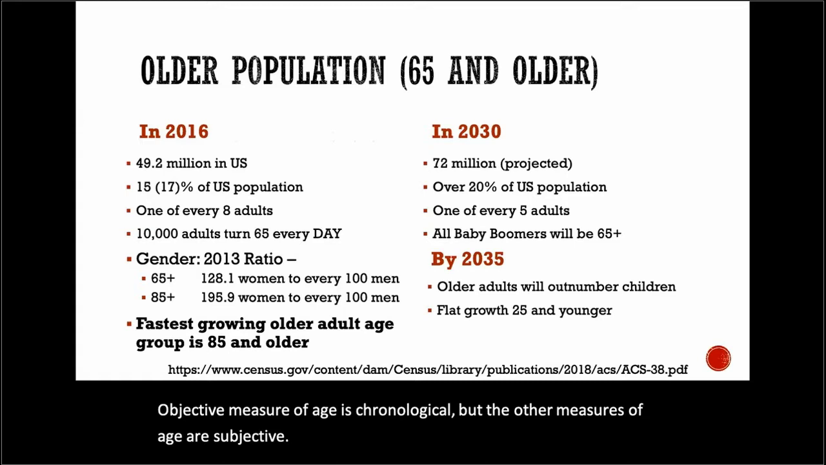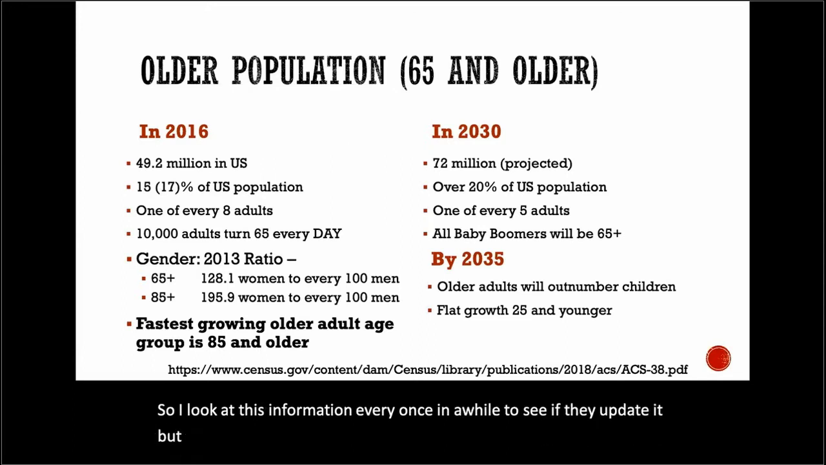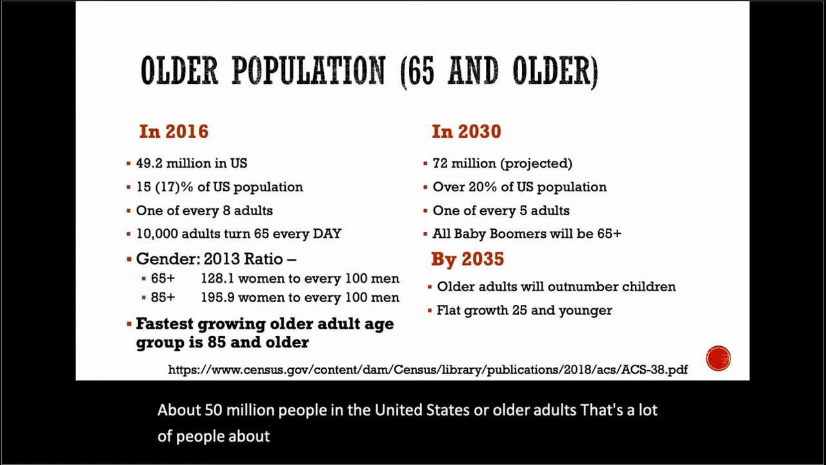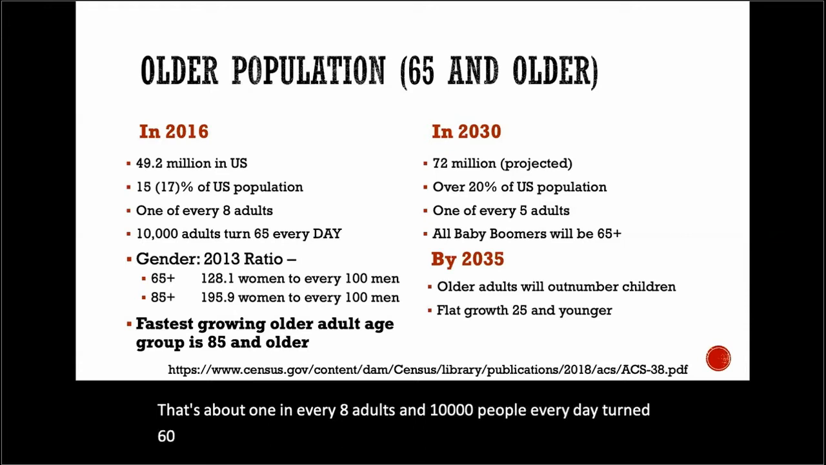So I look at this information every once in a while to see if they update it, but still we're looking at data from about 4 years ago. About 50 million people in the United States are older adults. That's a lot of people, about 17% now of the population, depending on what reference you look at. That's about 1 in every 8 adults. And 10,000 people every day turn 65, every day. And the generation that is currently transitioning into older adulthood is the baby boomer generation.